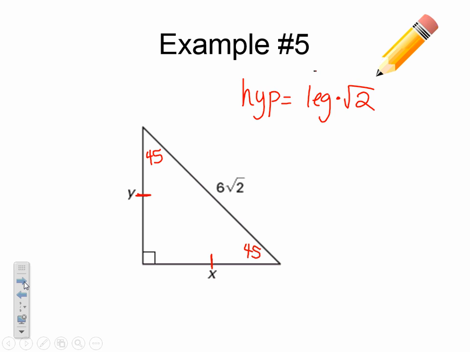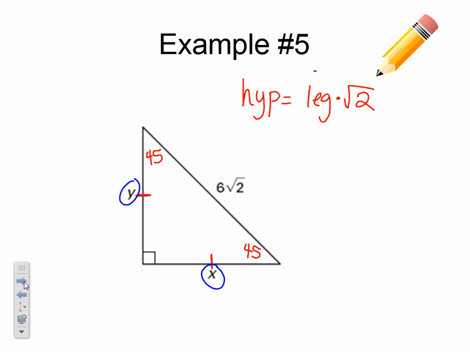Now, when you look at what we're looking for here, x and y, we need to find them both. This x and this y, they're marked with those little congruent marks. That means that they're the same. So all I would need to do is solve for one, and I know the other.